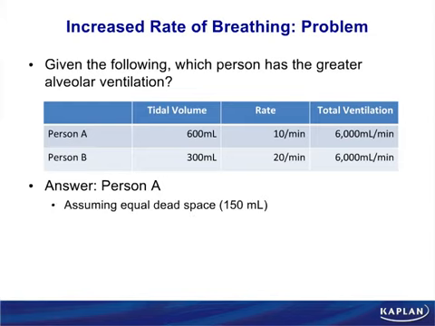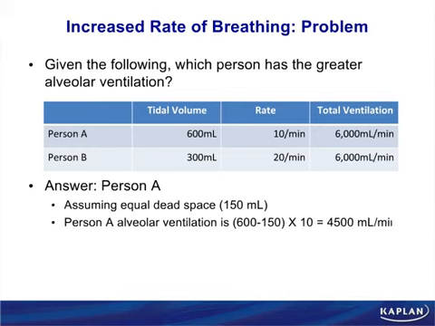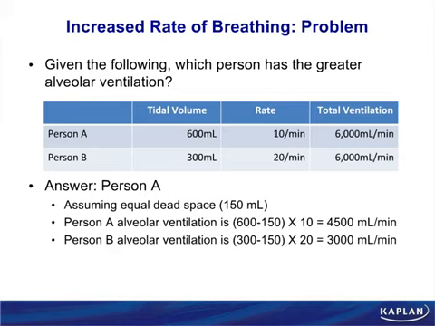Person A will have a greater alveolar ventilation. Let's assume that dead space is equal to 150 in both. Person A therefore has an alveolar ventilation of 4.5 liters per minute. That's 600 minus the 150 times 10. But notice now when we calculate person B's alveolar ventilation, tidal volume is 300, subtract out the 150, multiply times 20, and we only get 3 liters per minute. So as you can see, in general, increasing depth is more effective at increasing alveolar ventilation than increasing the frequency.